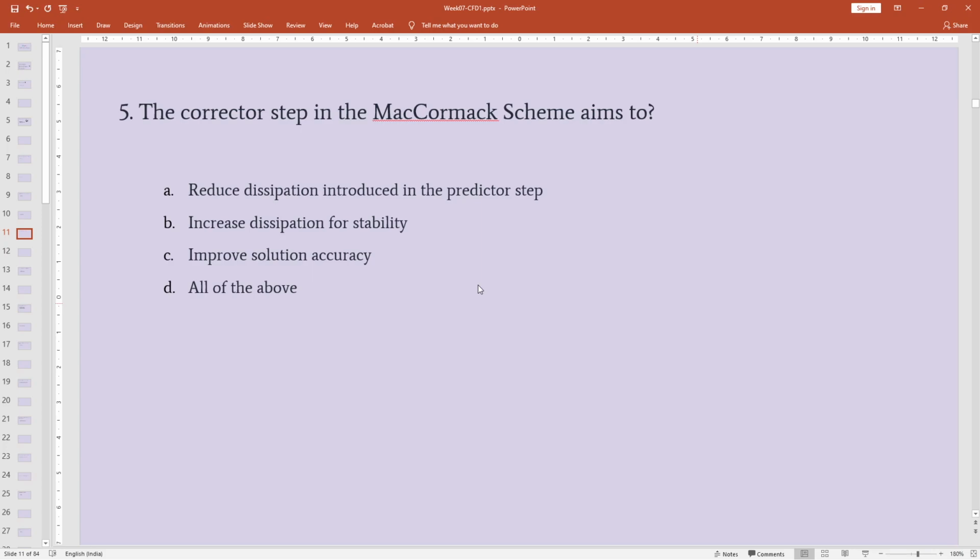Option C, sir. It is option C. Actually, option A and B can also be taken, but mainly it is to improve solution accuracy.